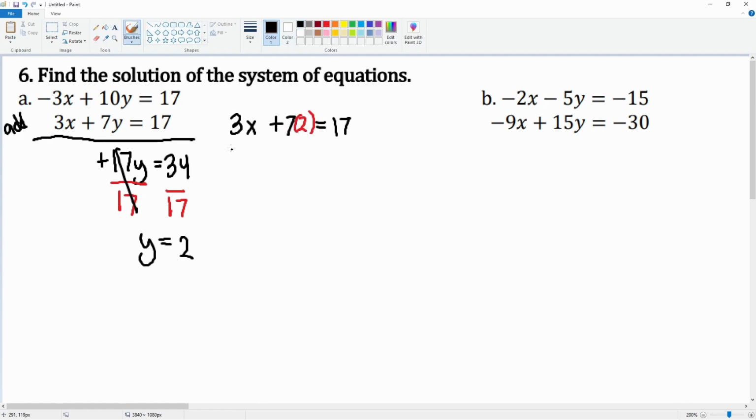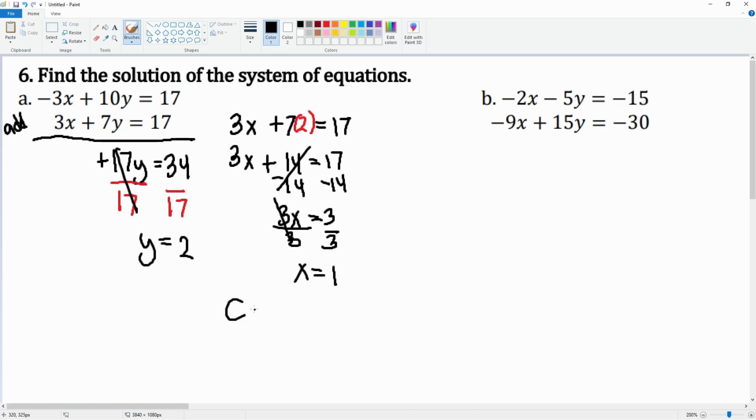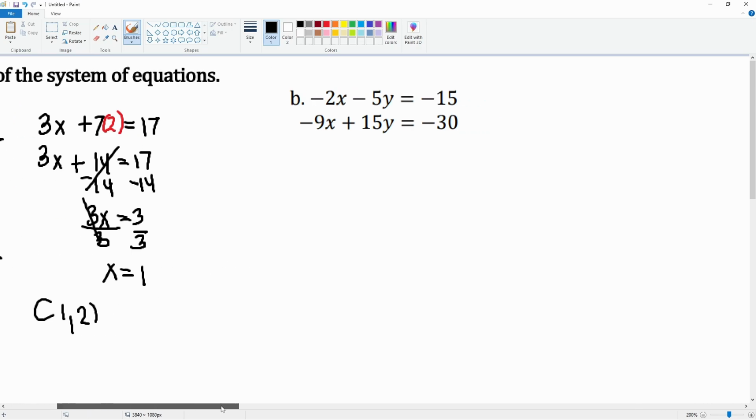Notice now this becomes 3x plus 14 is equal to 17. We subtract 14 from both sides. This cancels, leaving you with 3x is equal to 3. Divide by 3 on both sides. This cancels, leaving you with x is equal to 1. Here the solution is (1, 2). Now we're going to look at b.